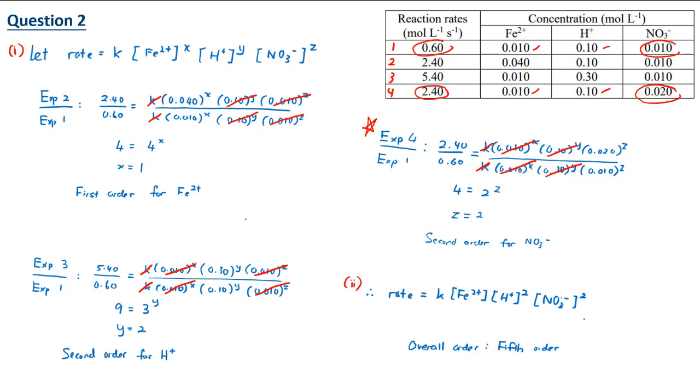So starting from 0, 1, 2, 3, 4, 5, 6, it can carry on. It depends on the order of reaction for each reactant. Then we sum up everything, so 1 plus 2 plus 2 gives you 5. So fifth order.